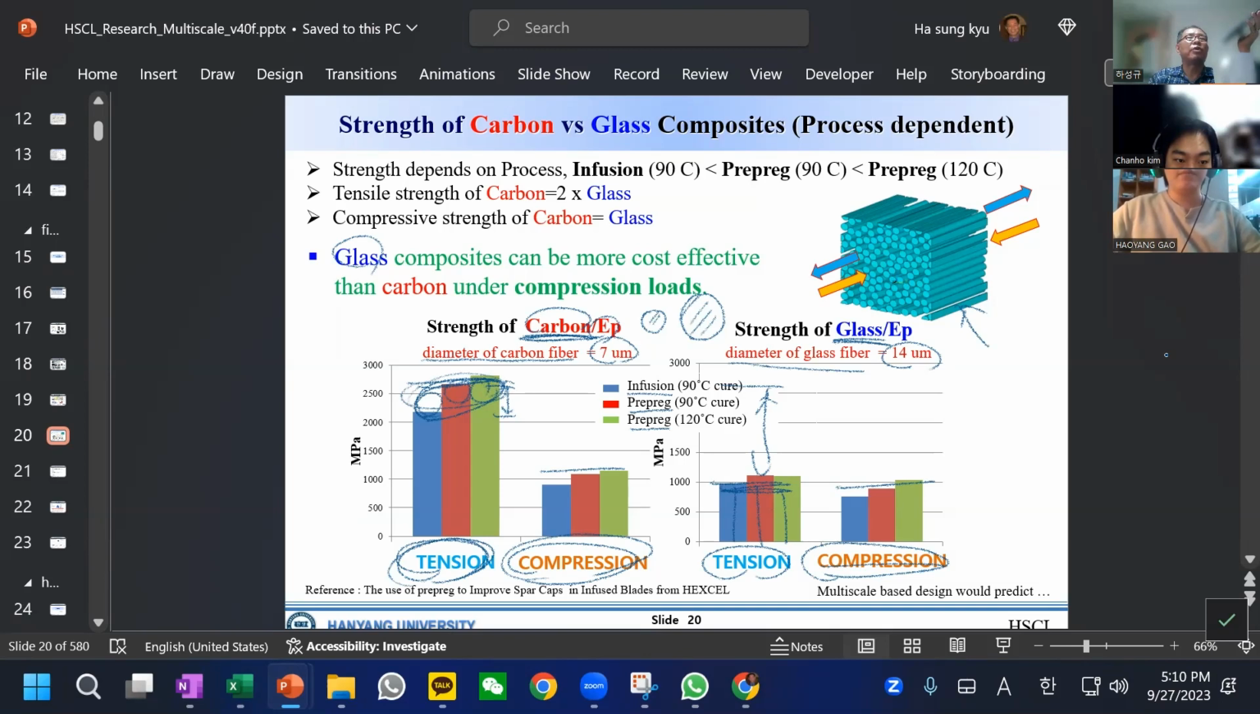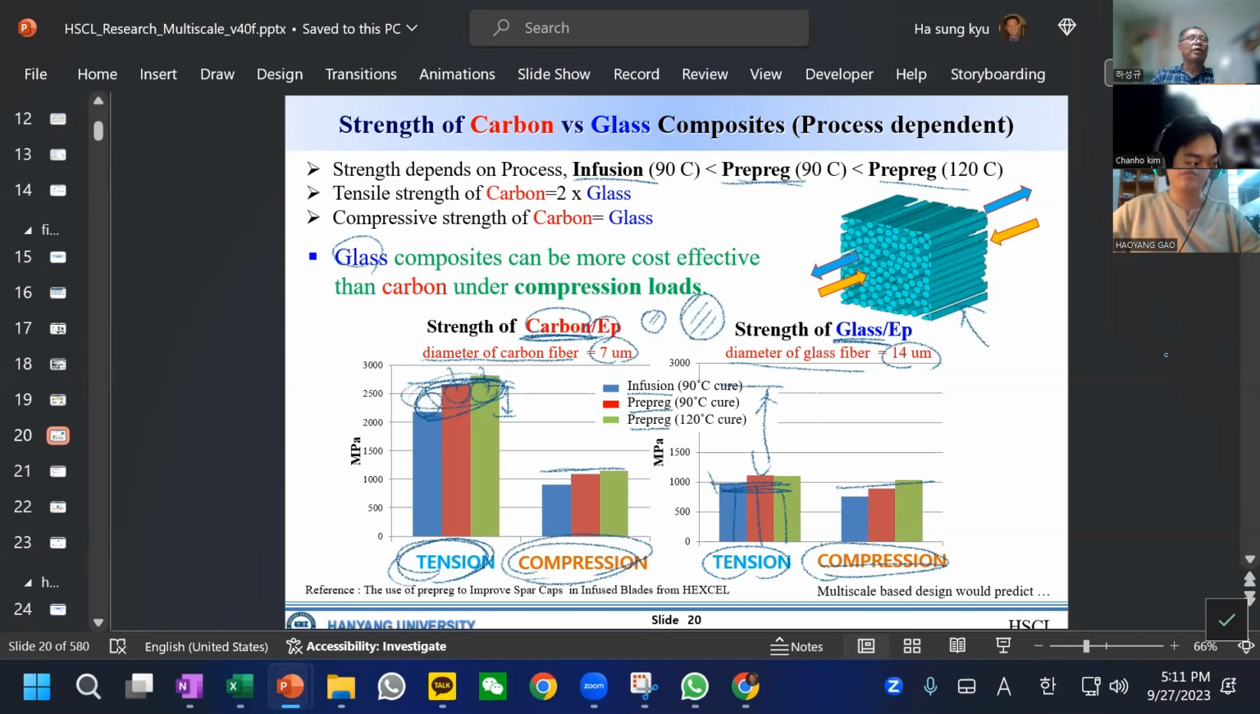For the material property, you have three different properties. Depending on how you make it, infusion gives a little bit lower strength, and then pre-preg, a higher pre-preg, gives us the better property. So you don't have to remember all the numbers, but I hope you understand the behavior of carbon and glass.